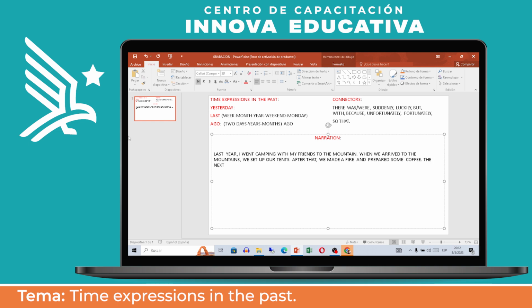The next day, we started to explore the mountains. Empezamos, dice, al día siguiente, we started to explore the mountains.